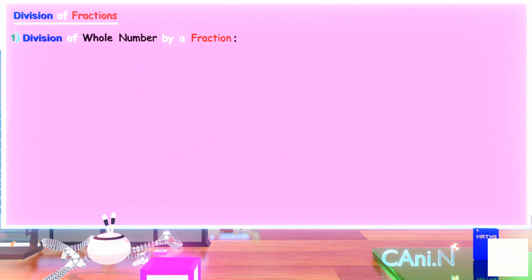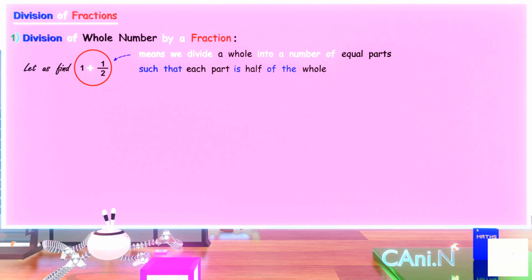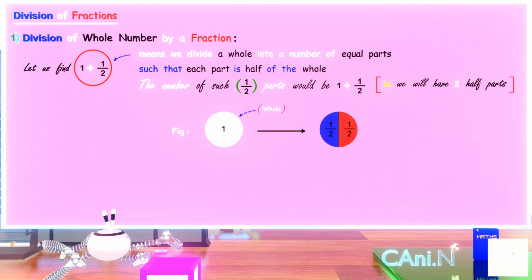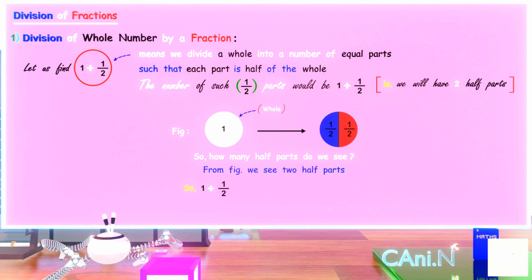Under division of fractions. Division of whole number by a fraction. Let us find 1 divided by 1 by 2. This means we divide a whole into a number of equal parts such that each part is half of the whole. The number of such half parts will be 1 divided by 1 by 2, that is, we will have 2 half parts. So here, how many half parts do we see? From figure we see 2 half parts. So, if we divide a whole into half, we will have 2 half parts.